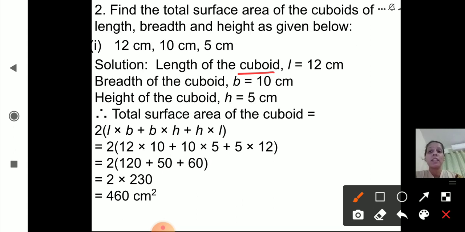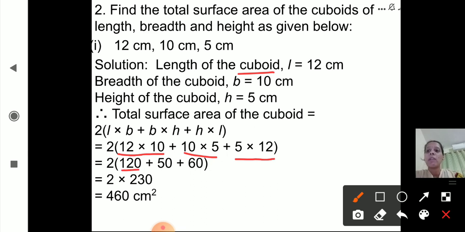Now length, breadth and height is given, means we have to find out total surface area of the cuboid. So what is the formula? 2 outside the bracket, inside the bracket, LB plus BH plus HL. Okay. Means what? LB means length into breadth, plus BH means breadth into height, and plus HL means height into length. Now put the values. Length is given 12 and breadth is given 10. So 12 into 10. Now breadth is 10 and height is given 5. So 10 into 5. And H into L means height is 5 and length is 12. So 5 into 12.